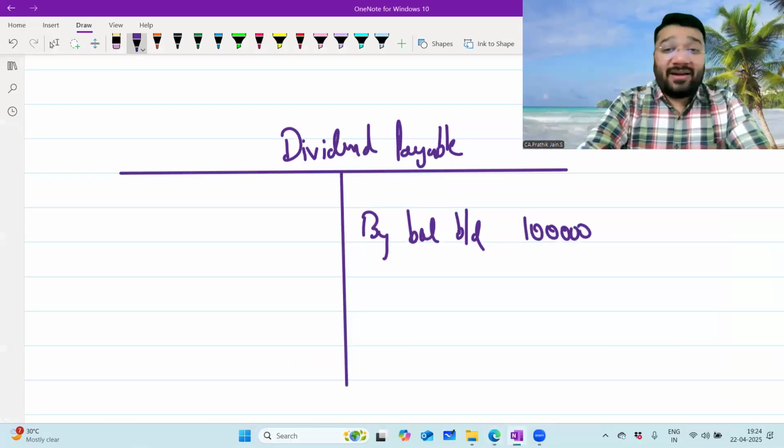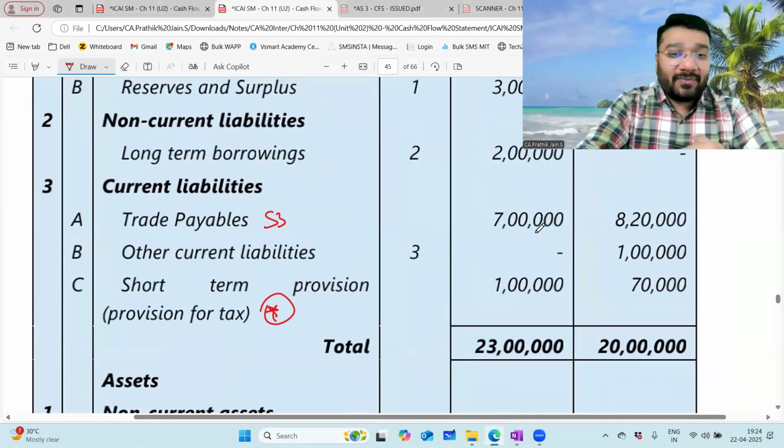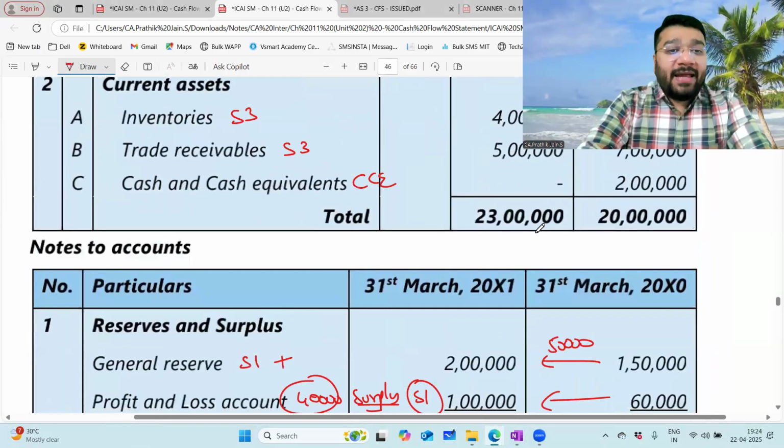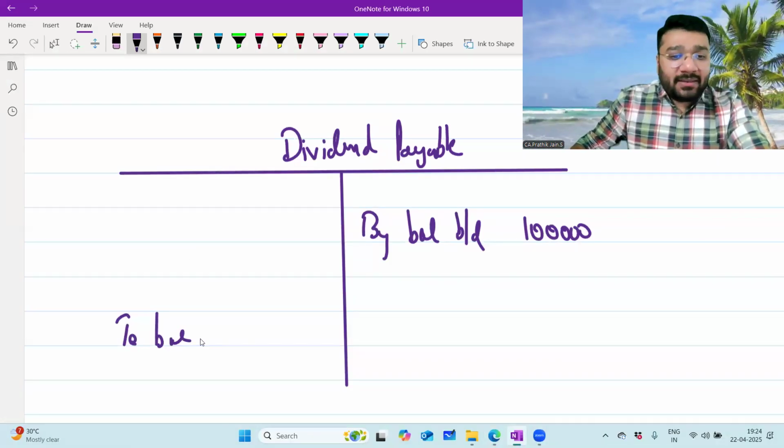I myself forgot which question we are doing. We are doing dividend payable. Okay, right. Dividend payable. 1 lakh. Okay. Balance carried down 0.